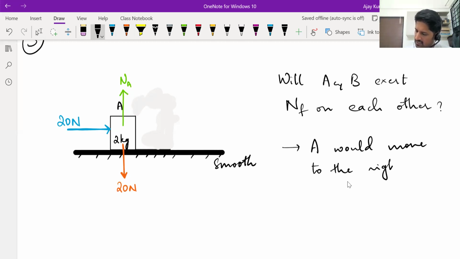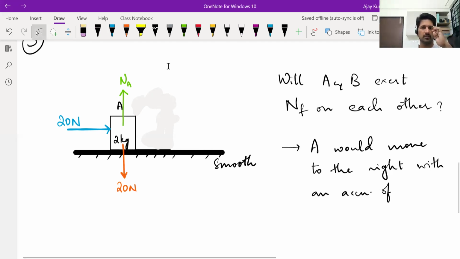What is the net force acting on A? How much is the net force acting on A? So 20. Okay. See, you have to be comfortable with these. Practice the questions a little more.